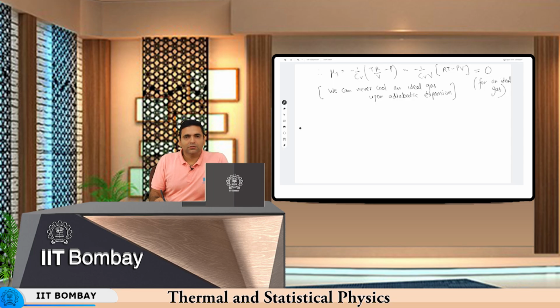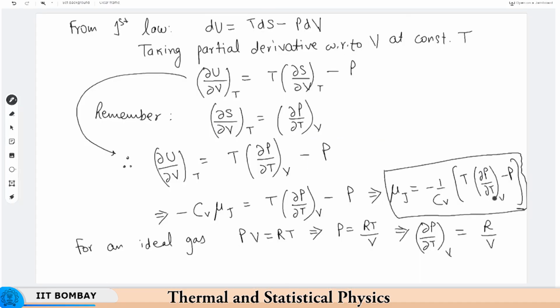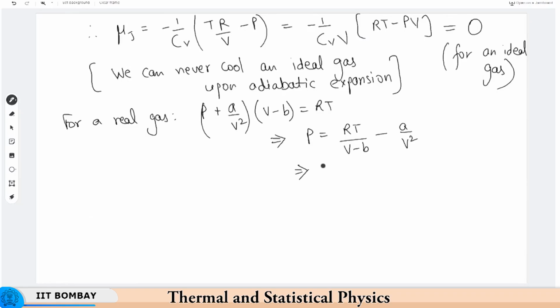Now let us apply this to a real gas. For a real gas, we are just going to use the real gas equation, which for 1 mole is as follows: P plus A by V squared times V minus B equals RT, and I can rewrite the pressure as RT divided by V minus B, minus A by V squared. And if I take the partial derivative, essentially I am just going to compute the same term, del P by del T at constant volume.